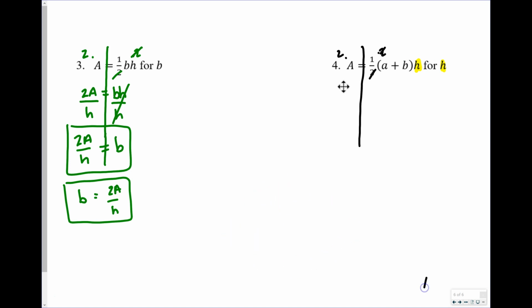So now that I've multiplied by the 2, this becomes 2a. This is all gone, goodbye. And I've got the a plus b times h.